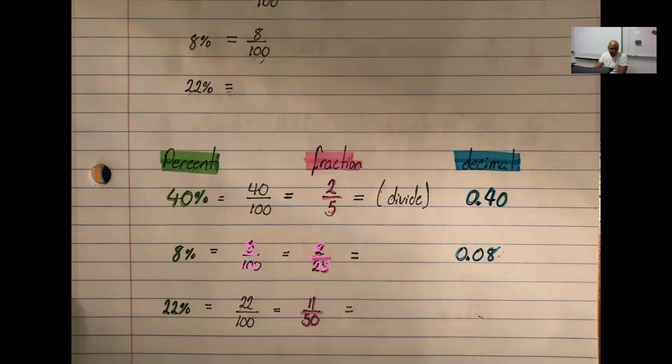Now, to make that into a decimal, I simply have to divide 2 by 25. 25 cannot go into 2, so I put a decimal. 25 still doesn't fit into 20, it's too large. So I put another decimal, another 0. And 25 goes into 200 exactly 8 times. 25 times 8 is 200. Ladies and gentlemen, 8% is the same thing as 2 over 25, which is the same thing as 8 hundredths.